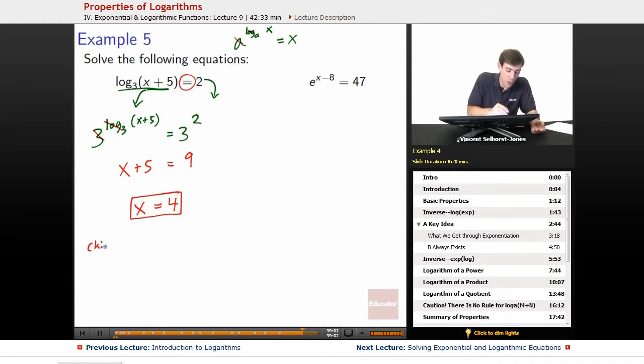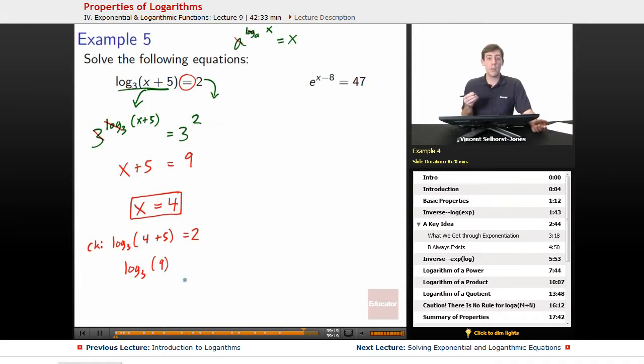Check. We plug in our x equals 4, so log base 3 of 4 plus 5 equals 2. Does it? So log base 3 of 4 plus 5, let's see if that winds up coming out to be 2. Log base 3 of 9. So what number do we have to raise 3 to to get 9? We have to raise it to 2, so it checks out. Great. e to the x minus 8 equals 47.